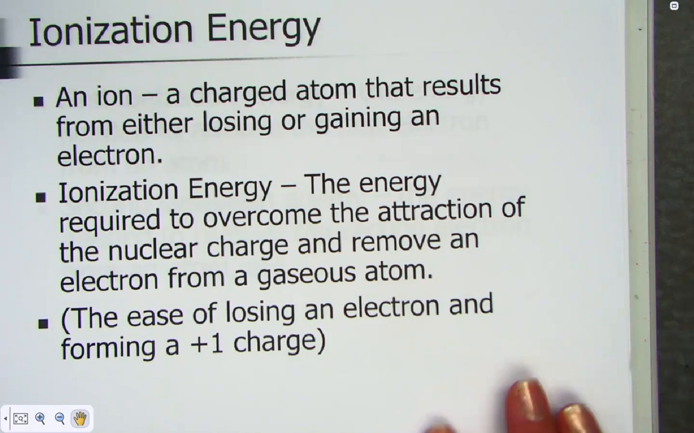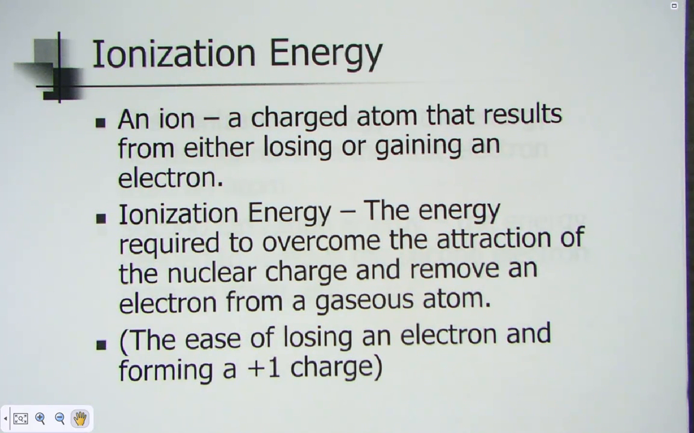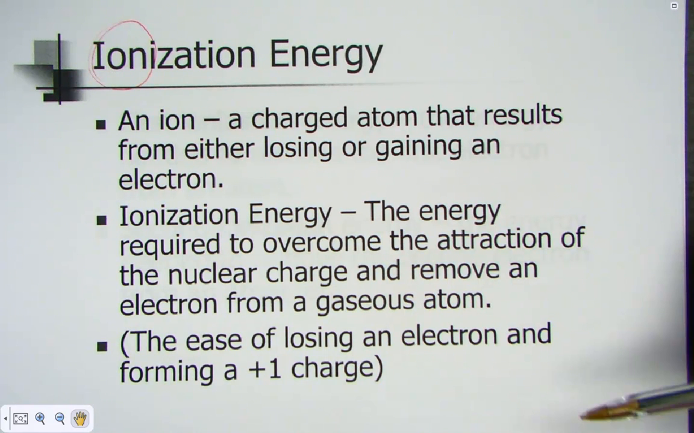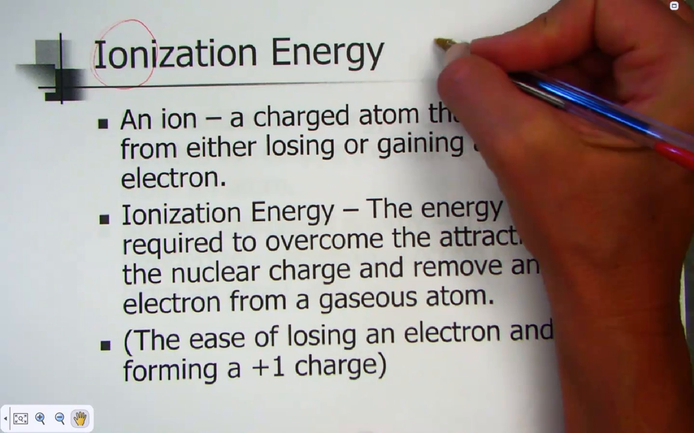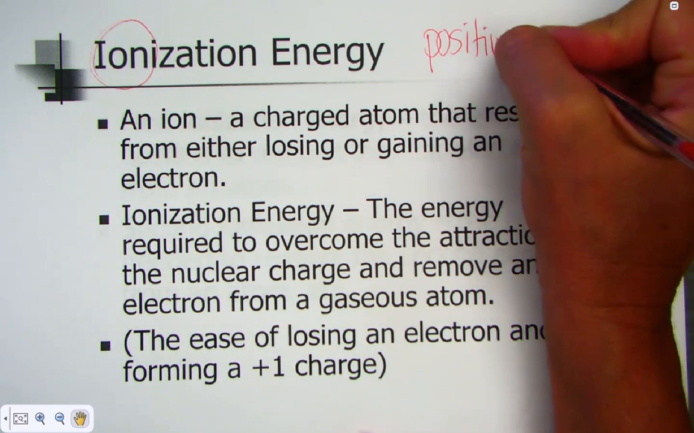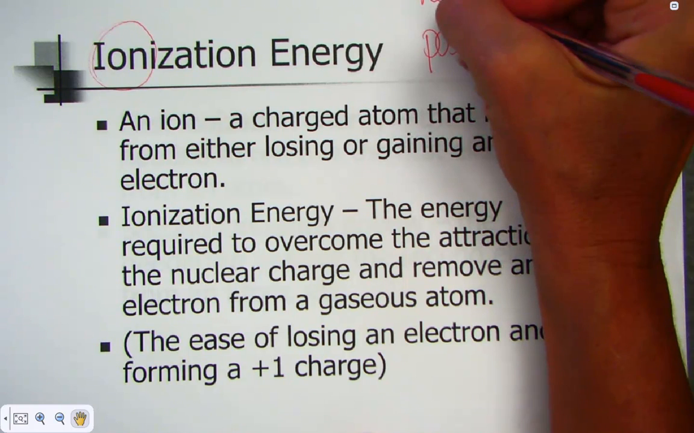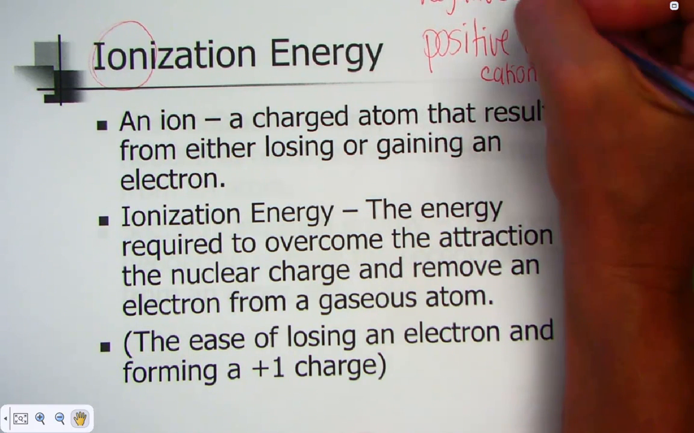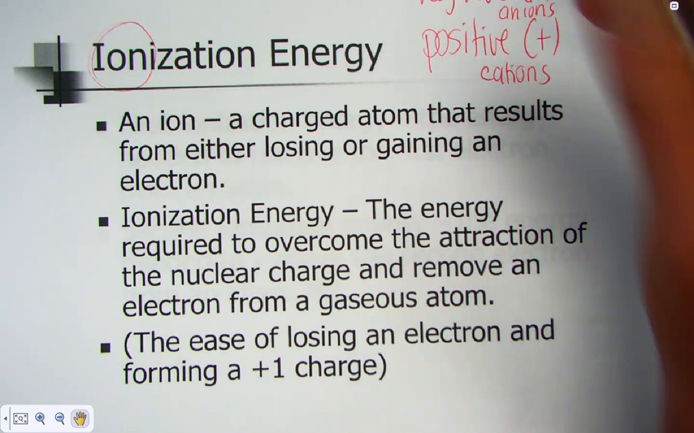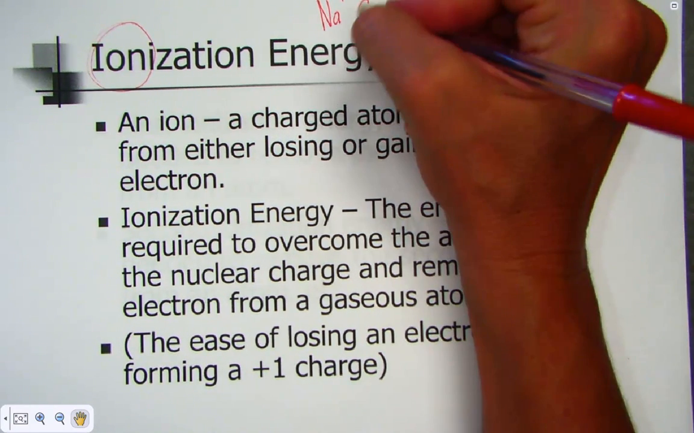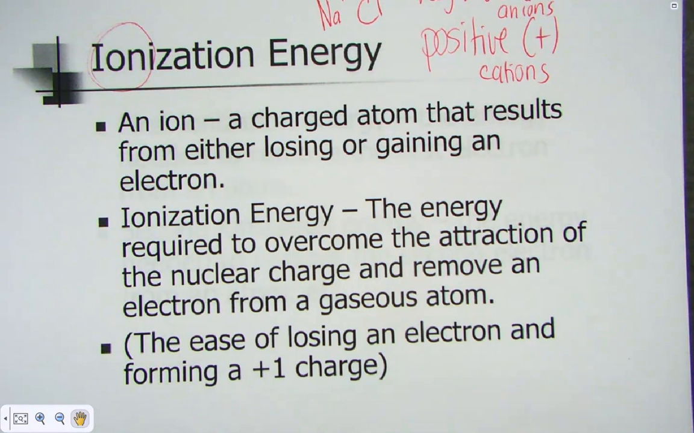Let's talk about a second periodic trend, the term ionization energy. Ionization, let's try and think about this root word ion. An ion is a charged atom that results from either losing or gaining an electron. Positive ions are known as cations. Negative ions are known as anions. Ions are charged atoms. Sodium ion, +1 charge, it's a cation. Chloride ion, it's a -1 ion. Ions are charged atoms either by losing or gaining an electron.